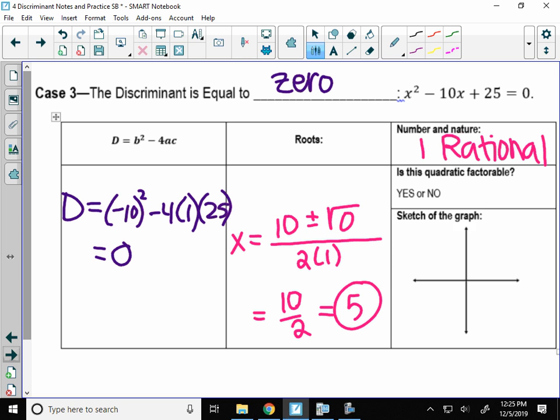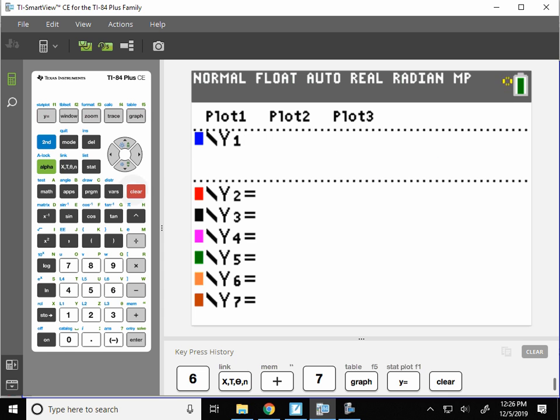If there's a rational root, can you factor the quadratic? Yep, even if there's just one of them. So let's look at the graph. What does this 1 root look like? X squared minus 10x plus 25.